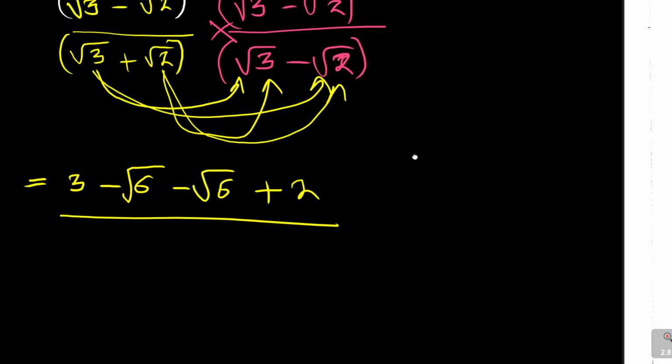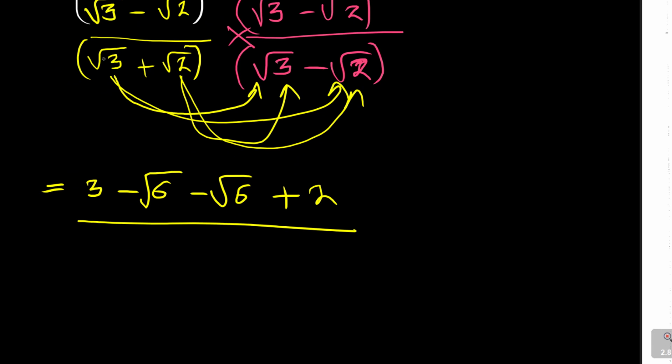Divided by, now I'll still multiply also: root 3 times root 3 is 3, root 3 times this is minus square root of 6. Square root of 6 times this, but this one is plus square root of 6, and then square root of 2 times this is minus 2.